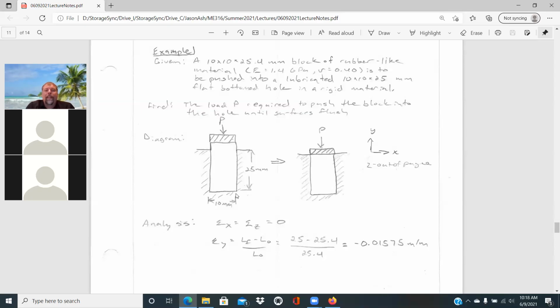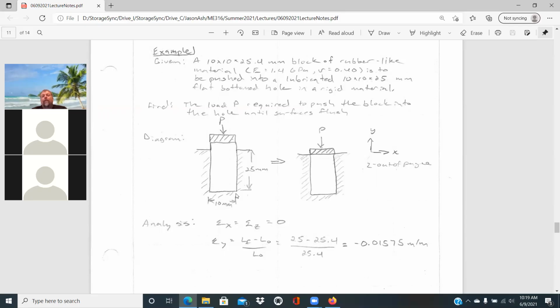And so what we want to find then is that load P that's required to push the block into the hole until the surface is flush. And so this is just a nice problem to make use of the 3D Hooke's law to really figure out what that load P is.